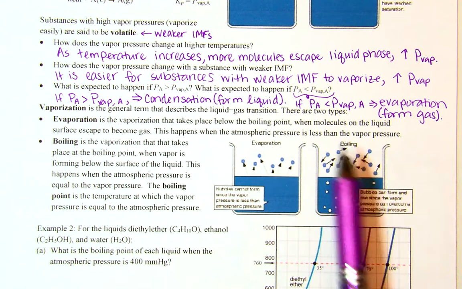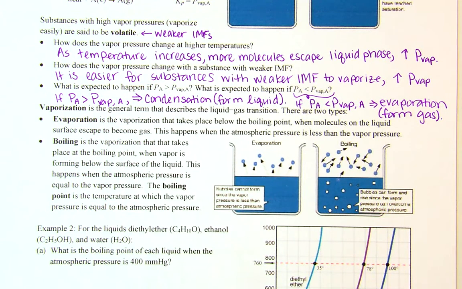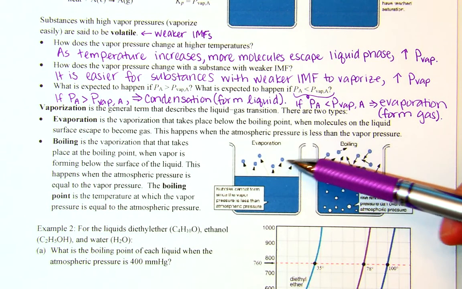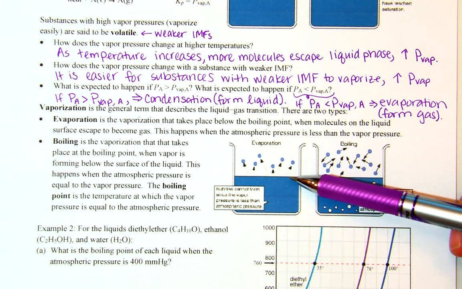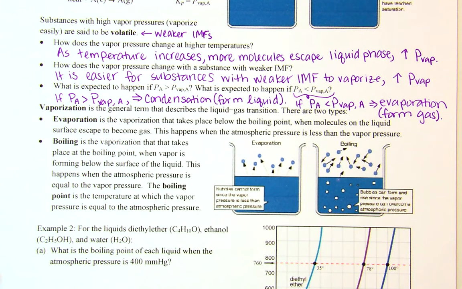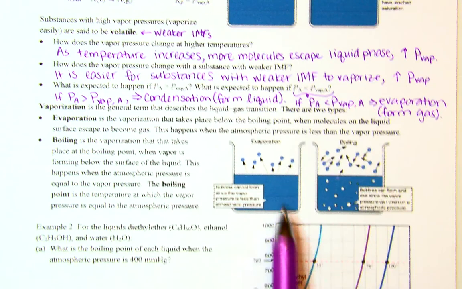And then when molecules on the liquid surface escape to become gas, this happens when the atmospheric pressure is less than the vapor pressure. So again, for the same reasons as above, you can't have too much pressure condensing your gas molecules, or they're just not going to be able to escape. They're going to be pushed closer together. Those intermolecular forces are just going to be more attracted to one another, and you're going to get a liquid.